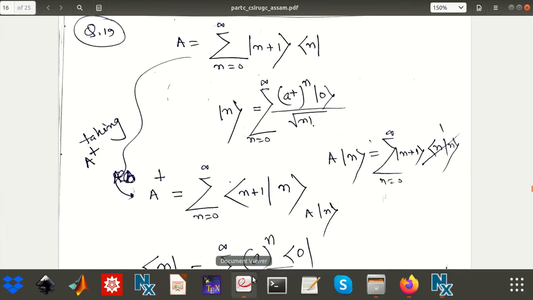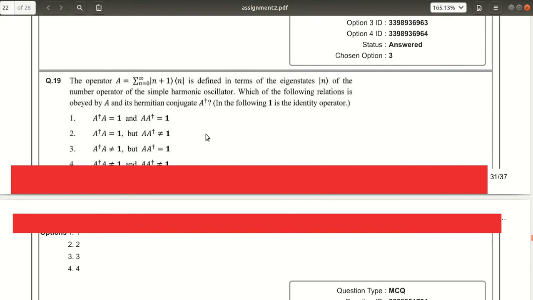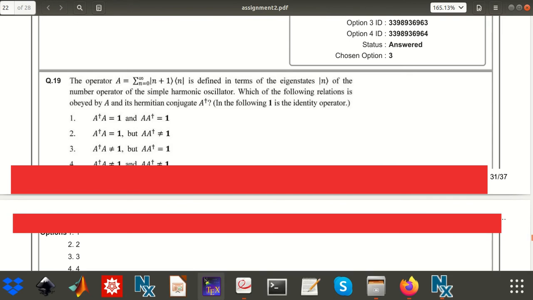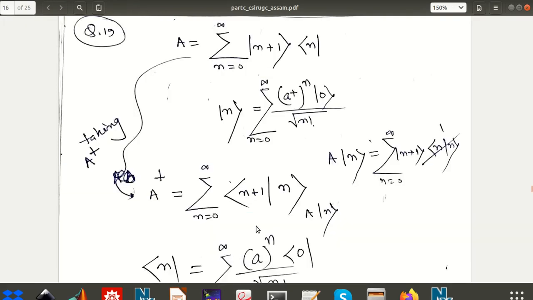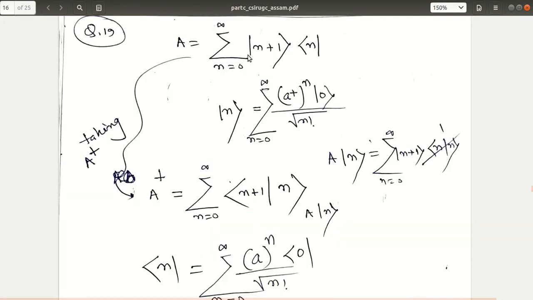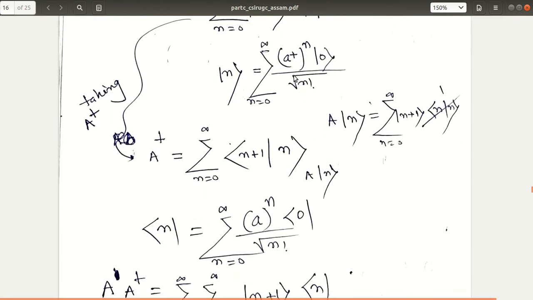Now next question. The operator A is equal to the sum over n from 0 to infinity of |n+1⟩⟨n|, which is defined in terms of the eigenstates |n⟩ of the number operator of the simple harmonic oscillator. Which of the following relations is obeyed? So A is given as the sum over n from 0 to infinity of |n+1⟩⟨n|, this projector-type operator.